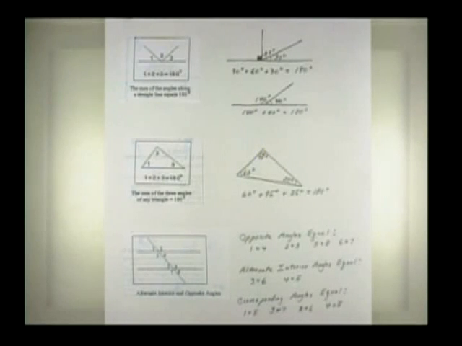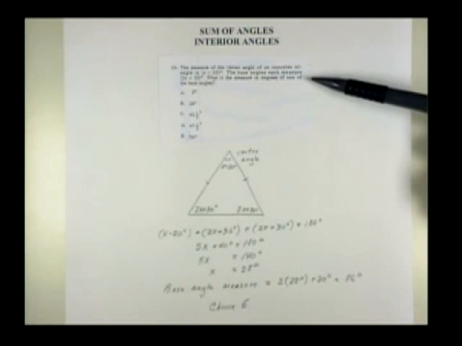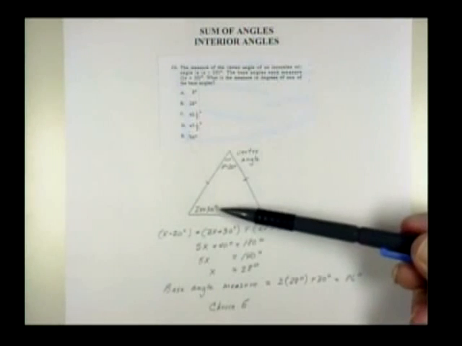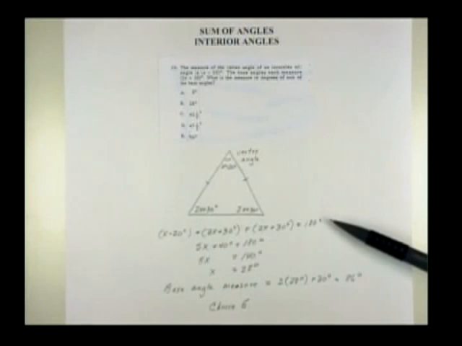The following examples will show how these important ideas can be used to answer questions on the ACT test. The measure of the vertex angle of an isosceles triangle is x minus 20 degrees. The base angles each measure 2x plus 30 degrees. What is the measure in degrees of one of the base angles? This is a sketch of the triangle. This is an isosceles triangle whose base angles have measure 2x plus 30 degrees. The sum of the interior angles makes 180 degrees.